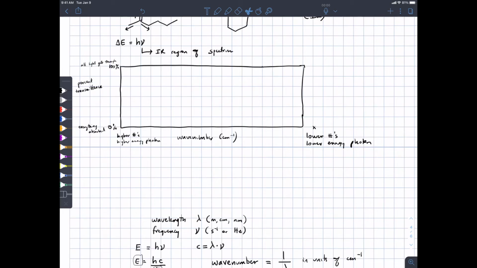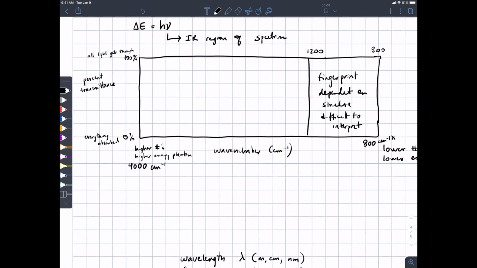The spectrum you will typically see will be from around 800 inverse centimeters to about 4,000 inverse centimeters. And the region between 800 and 1,200 is going to be a fingerprint region that is fairly dependent on the structure of the molecule and difficult to interpret. So we will generally ignore that area of the spectrum.